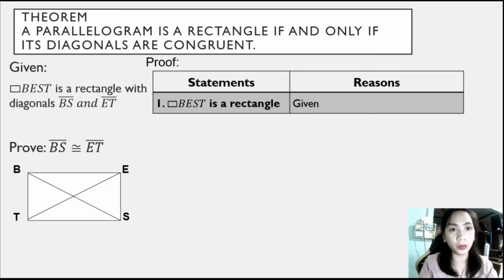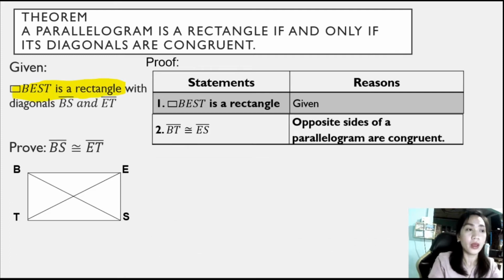Using the two-column proof, the first statement is BEST is a rectangle. The reason is given, as it was illustrated here. Second, BT is congruent to ES. Reason: opposite sides of a parallelogram are congruent. So BT is congruent to ES.